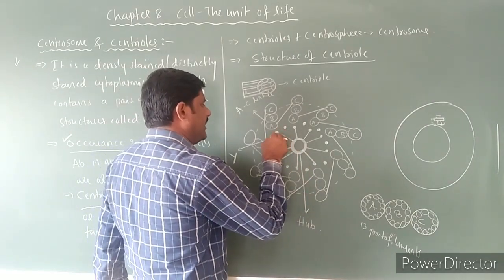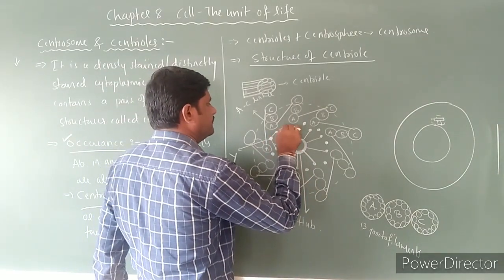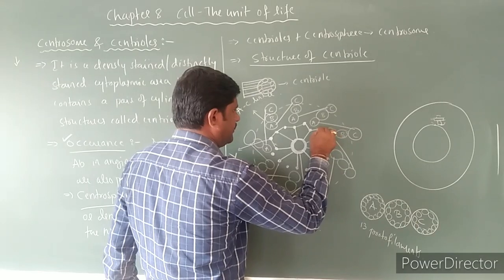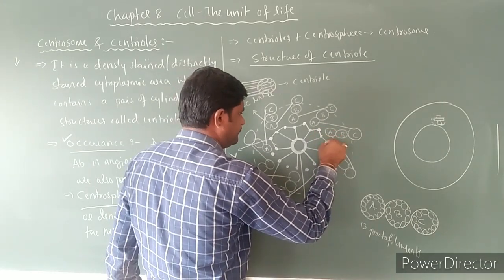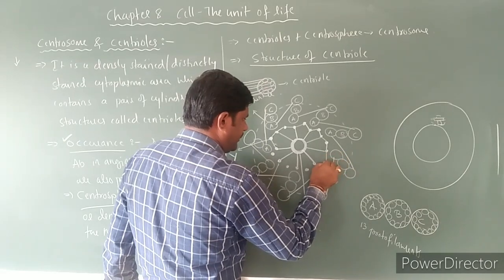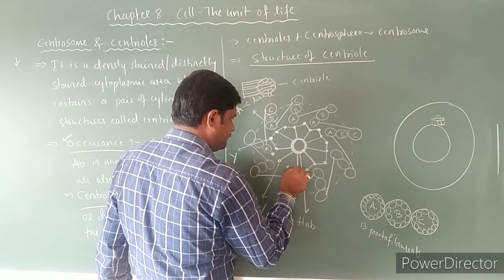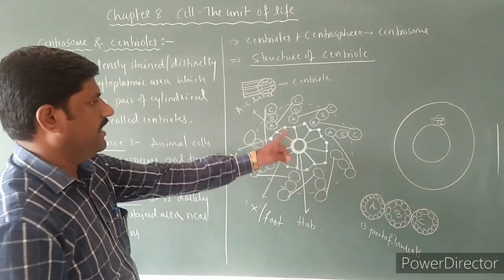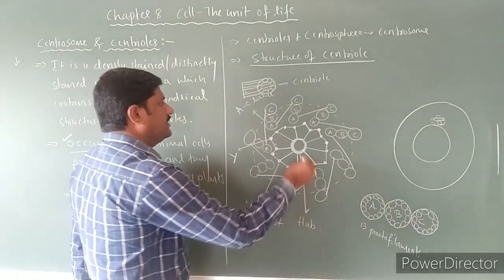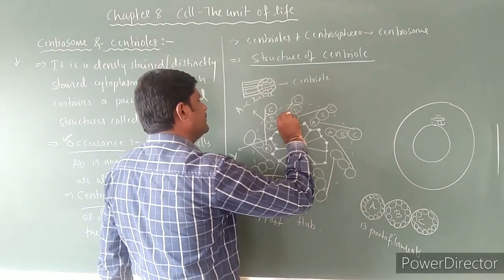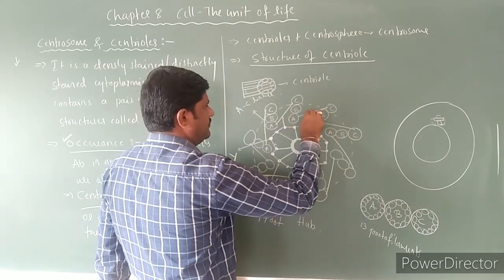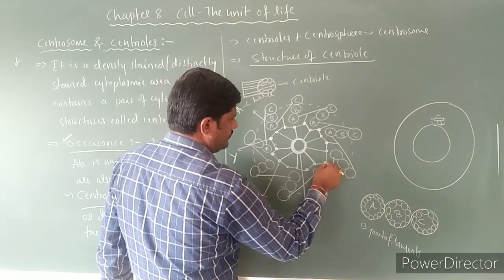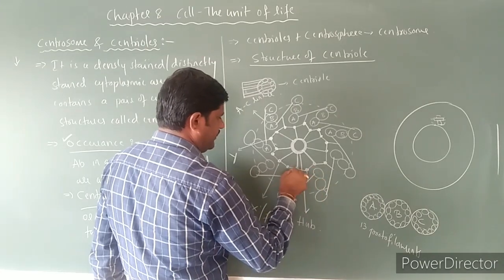See here, all these A are interconnected with the Y. This is connected with Y, this is connected with Y. All A are connected with the Y. And this Y is connected with the AC linker. See here, Y is connected with the AC linker.